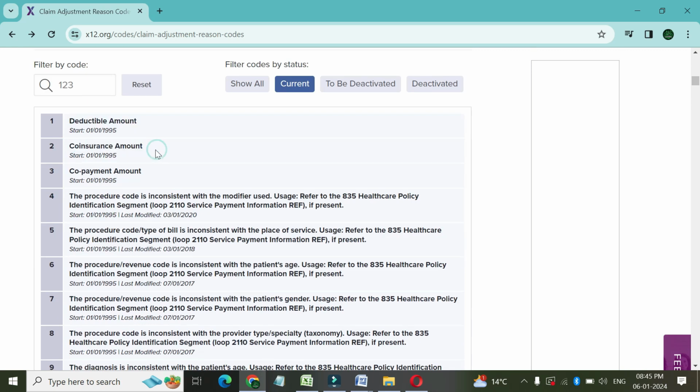The co-insurance amount is a percentage of the total billed amount that the patient is responsible for. And the copay amount, PR3, is like a flat fee, like maybe as per the plan, it's $5, $10 or whatever. That's a flat fee that the patient has to pay. So that is the co-payment amount.